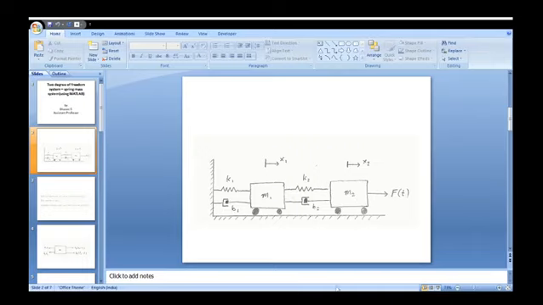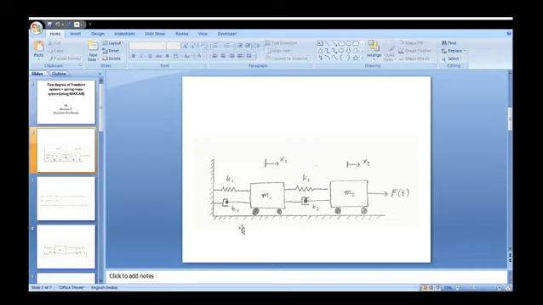B1, which is known as the viscous damping coefficient, is attached to M1, and B2, another damping coefficient, is attached to M2. The entire system is externally forced by an external force excitation, F of t, where t represents time.